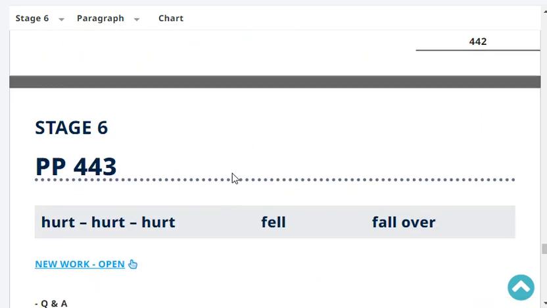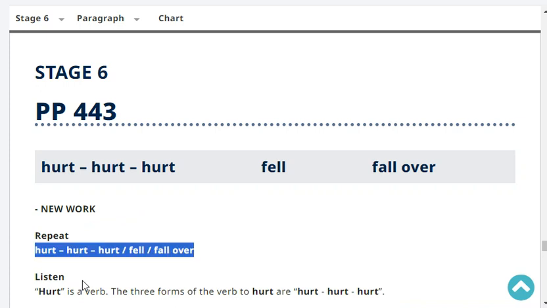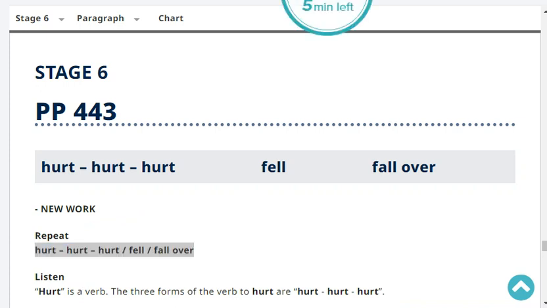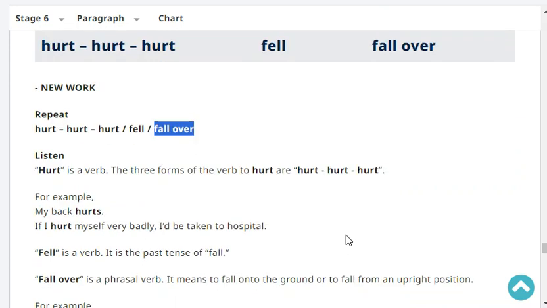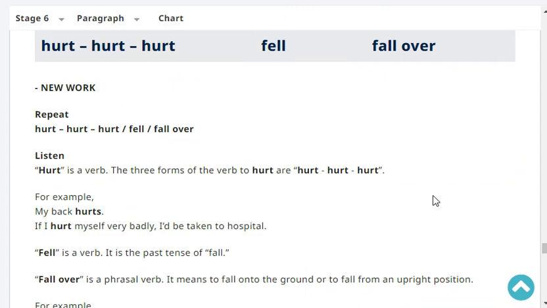Okay, next. Okay, repeat. Hurt, hurt, hurt. Fell, fall over. Very good. Okay, listen. The word hurt is a verb. The three forms of the verb hurt are hurt, hurt, hurt. For example, my back hurts. Okay, if I hurt myself very badly, I'd be taken to hospital.